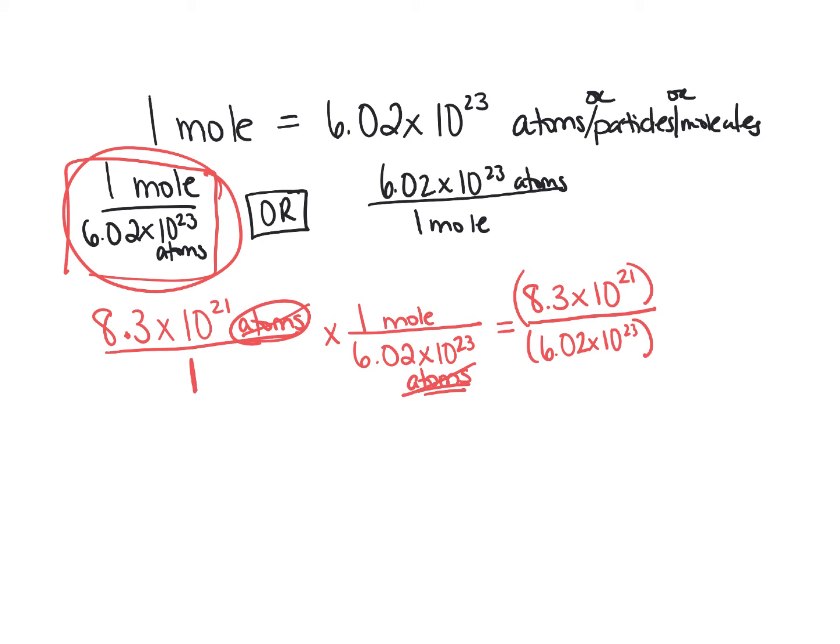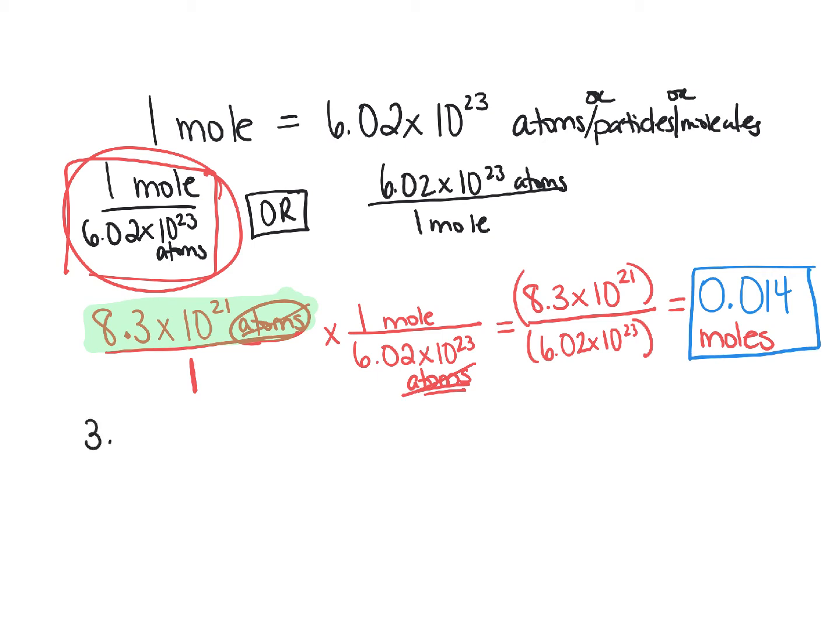So what I have here is I need to take 8.3 times 10 to the 21st, and I need to divide it by 6.02 times 10 to the 23rd. When I do that in my calculator, that then is going to tell me how many moles are there if I begin with 8.3 times 10 to the 21st atoms. So when you put that in your calculator, you get 0.014 moles.